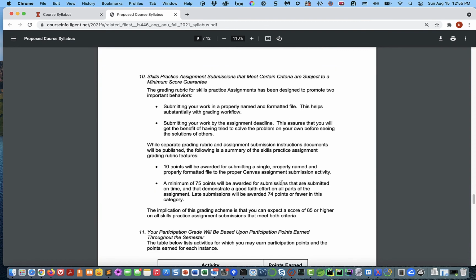Number 10, skills practice assignment submissions that meet certain criteria are subject to a minimal score guarantee. And that's, again, provided that you hand the assignment in on time and you follow the directions about how to organize and to name it, and that you make a good faith effort on all parts, you're going to score at least 85. Okay. If you hand it in late, you can't score more than 84. There's no reason to hand in anything late.